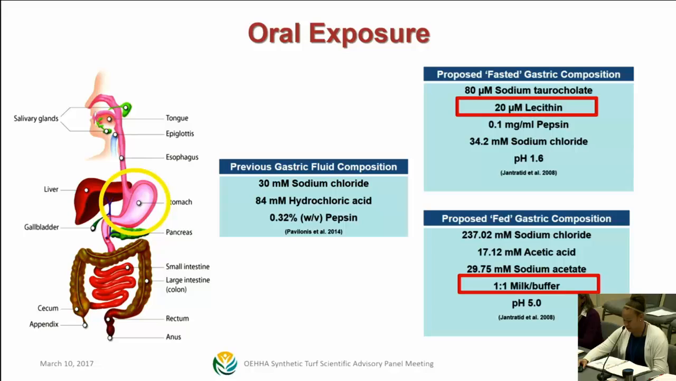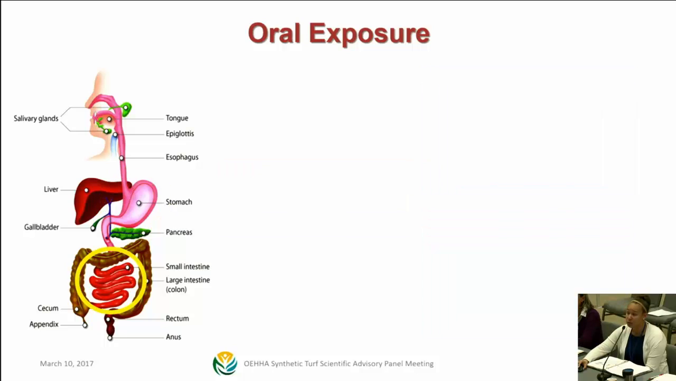These compositions have been typically used in the pharmaceutical industry when they're testing the bioavailability of oral drugs. And typically they're large organic macromolecules, and we expect these compositions will be appropriate for this study.